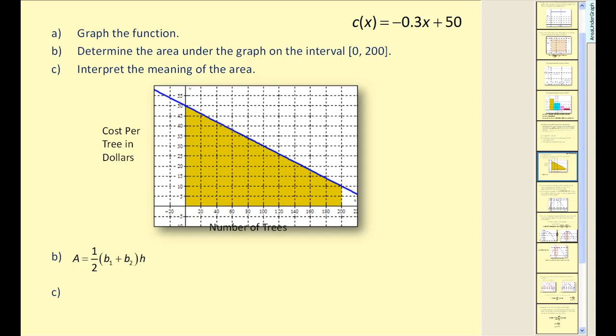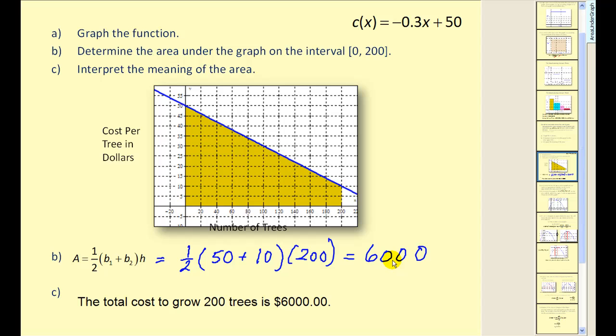So using this geometric formula, we can determine that the area would be 1/2 times base 1 plus base 2. Now if we turn this trapezoid up, this would be base 1, this would be base 2. So base 1 we'll call 50, base 2 would be 10, and this length here would be the height, which is 200, which is equal to 6,000. The area of this region is 6,000 units, but more importantly, when we interpret the meaning of this, we're multiplying the cost per tree in dollars by the number of trees, so we can conclude that the total cost to grow 200 trees would be a total of $6,000.